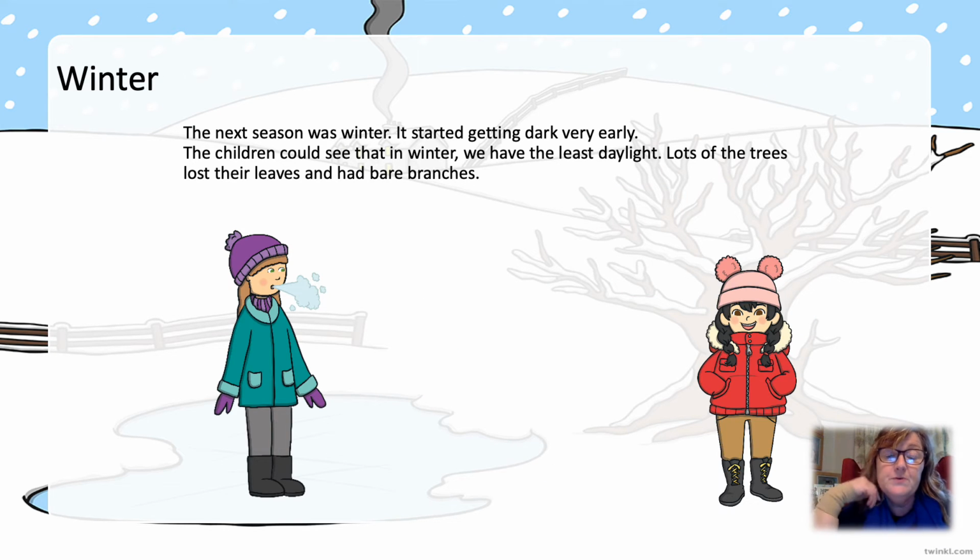We've moved into a new season now. What season follows autumn? That's right, it's winter, isn't it? The next season was winter. It started getting dark very early. The children could see that in winter we have the least daylight. Lots of trees lost their leaves and had bare branches.